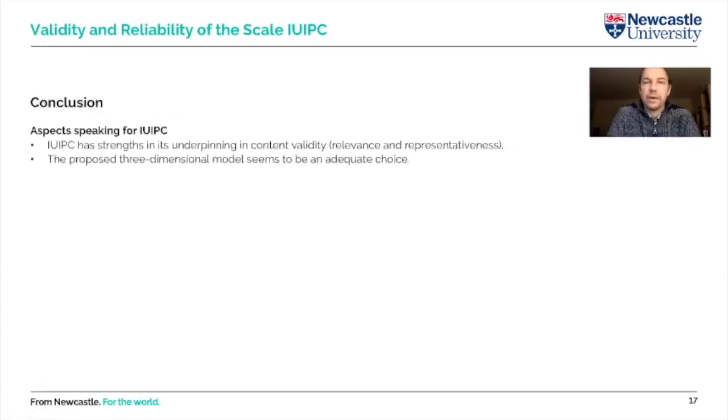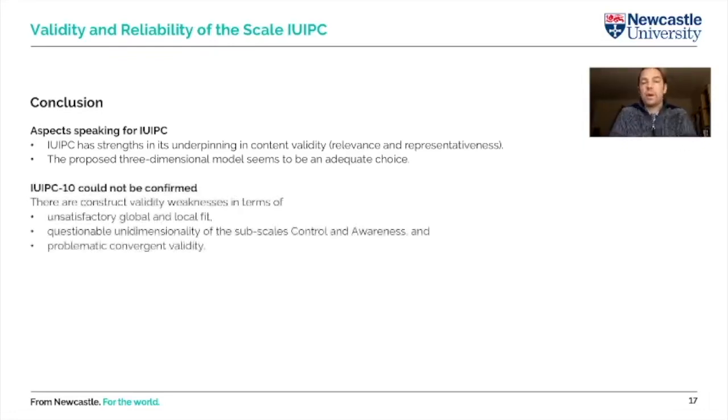When I first investigated IUIPC, I found that it had a lot going for it. Especially, it has strengths in its underpinning and content validity, that is, in relevance and representativeness of its content for the question at hand. Also, the proposed three-dimensionality of the scale seems to be adequate. Still, we couldn't confirm IUIPC 10, mostly based on the problems in construct validity. And that finds expression in unsatisfactory global and local fit, in the questionable unidimensionality of the subscales awareness and control, and the problems in convergent validity.